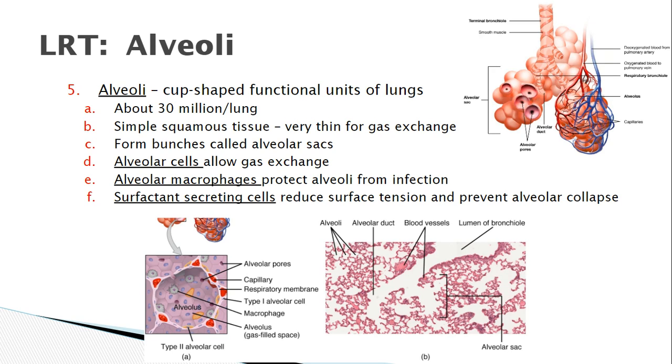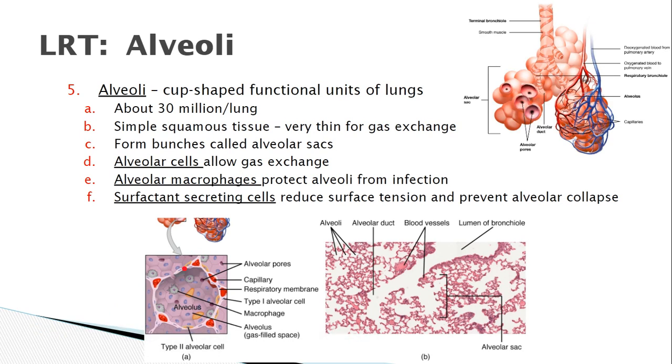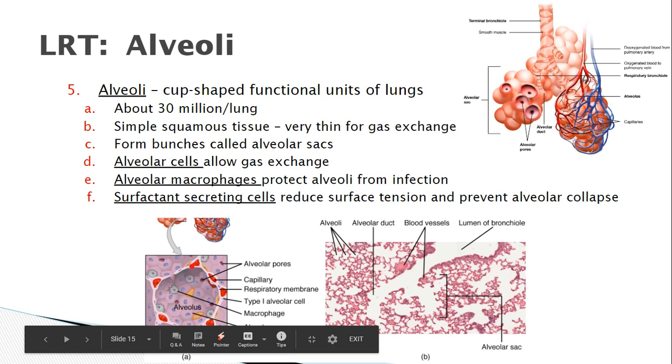So, once again, we have about 30 million per lung. They're covered with simple squamous epithelial tissue, and it's very, very thin, of course, the thinnest tissue possible for gas exchange. So if we look down here, we can see here's an alveolus, and we can see all these little simple squamous epithelial cells. And right next to them, we can see these little guys here. These are capillaries. So we have a whole bunch of little capillaries in red around the alveolus.